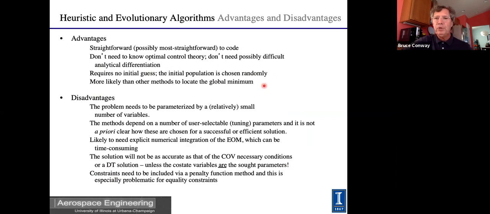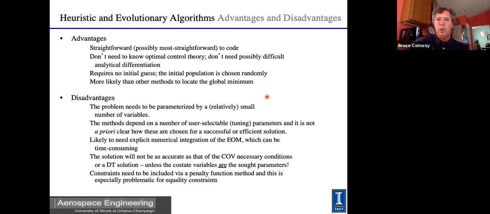Also, if you use a large enough search space and a large number of particles, you're more likely than the other methods to find the global minimum, because they do a very efficient search of the space. And if it doesn't find it on the first try, you never are satisfied with doing it once. You run this thing multiple times, and then you can be fairly confident that you found the global minimum.